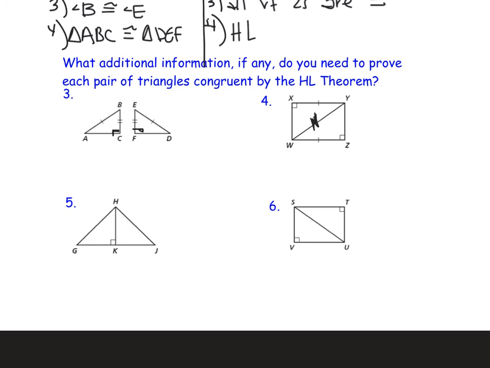Then number 5, we're missing a right angle on this side. We're missing these markings because of the reflexive property. And then we are going to need the hypotenuses to be congruent, so I'm going to say that these two lines need to be congruent. Then number 6, we know that these are congruent because of the reflexive property. So then what we're missing is we just need two of the legs to be congruent.